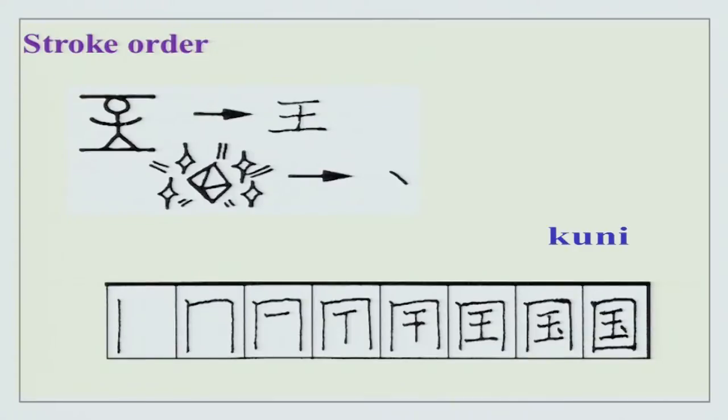Then we have kuni over here. It's an 8 stroke character, as you can see. This is how it is made. Please try to learn this way. Now you can see this man standing like this, the king, and trying to save his jewels from being stolen away. So that's how kuni is made.